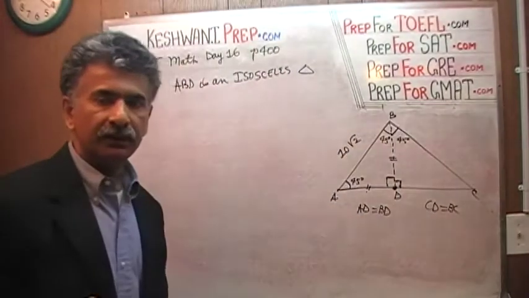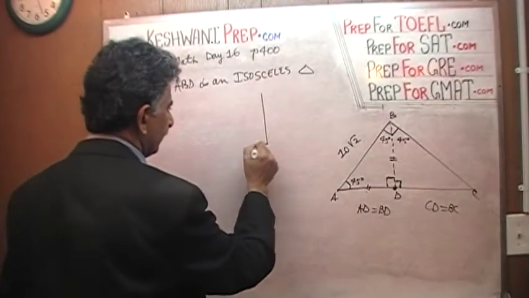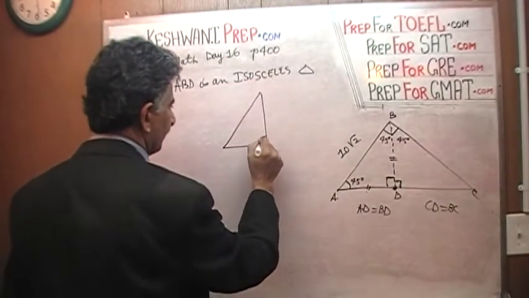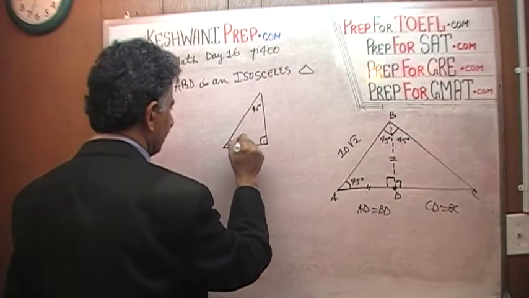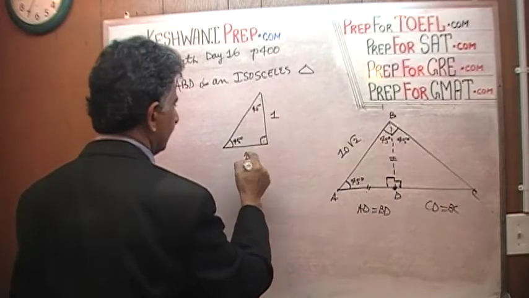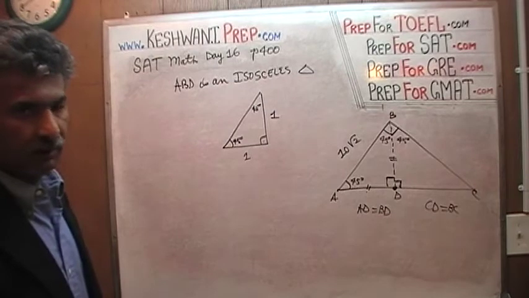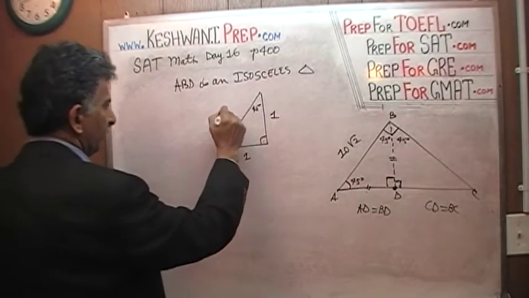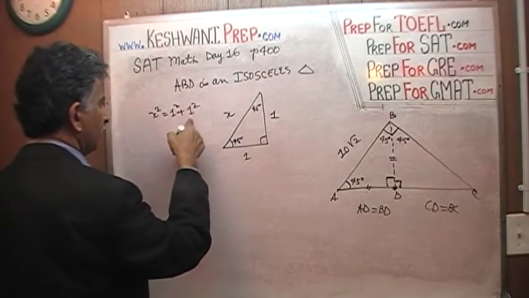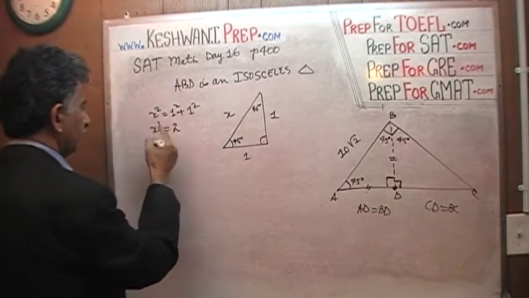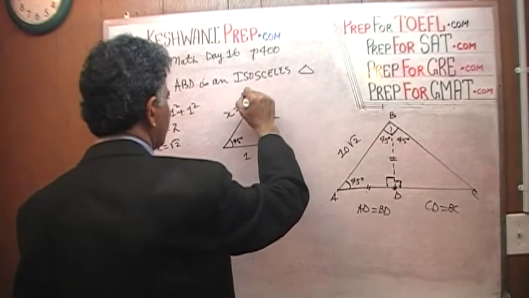Before I go any further, I want to make sure that you understand the concept of isosceles. In an isosceles triangle here, this is 90 degrees, and these are 45 degrees. If you're told that this is 1 and this is 1, can you tell me what the hypotenuse must be? You should know this by heart. Let's call it x. So x squared would equal 1 squared plus 1 squared. 1 squared plus 1 squared is 2. So your x squared is 2 and your x is root 2.